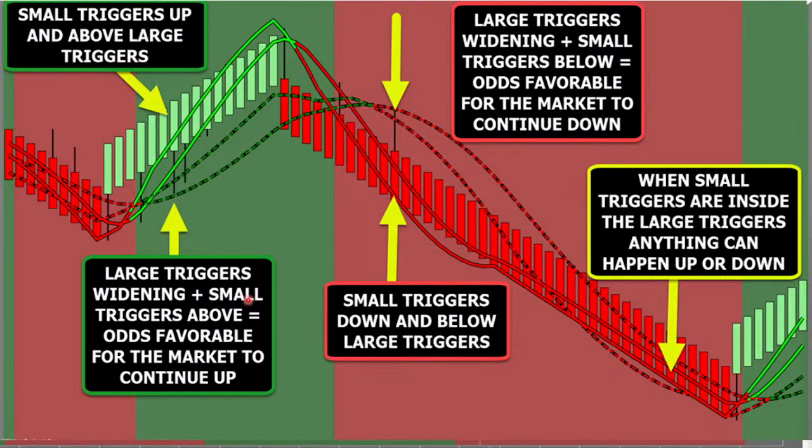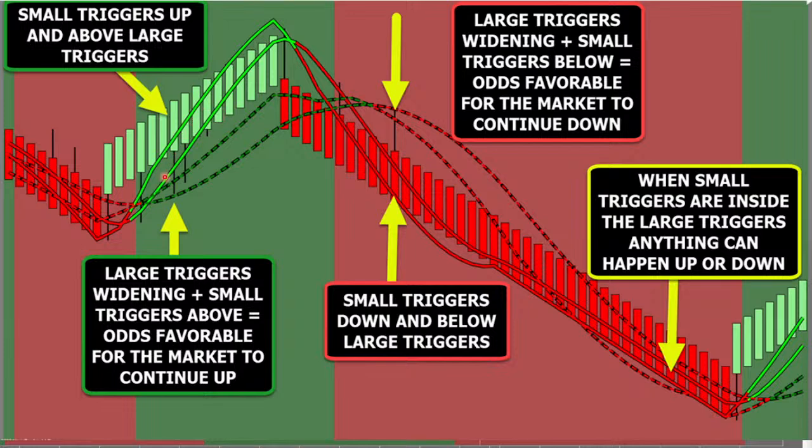On your large chart, if the background is green, your brain has to be saying the market's going up. If the background is red, your brain needs to say that the market is going down. And the reason we do this is because when the small triggers break above the large triggers, it paints that background green. And the only way that I can have odds favorable momentum is if my small triggers, these solid lines, break above and away from my large triggers, these dashed lines. And it's this space between the two.